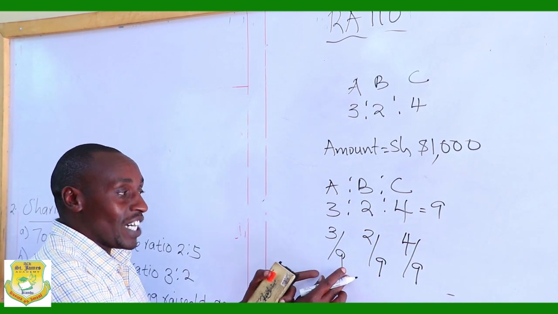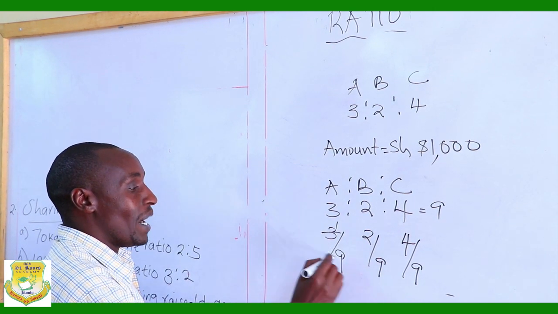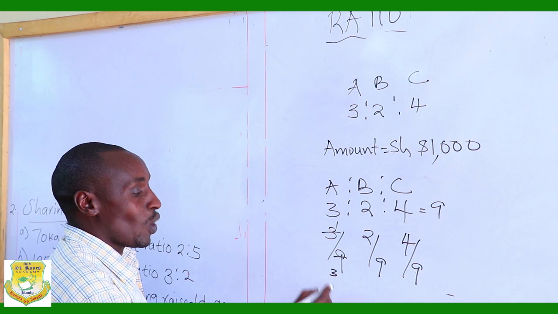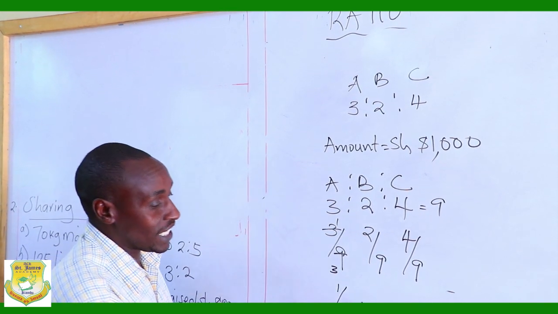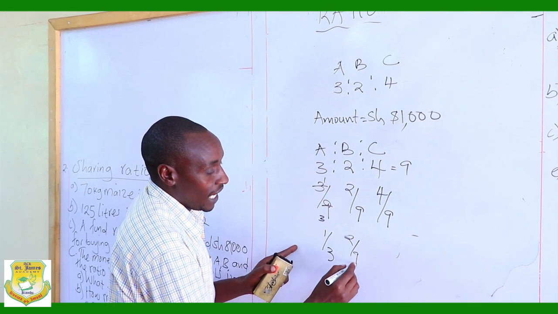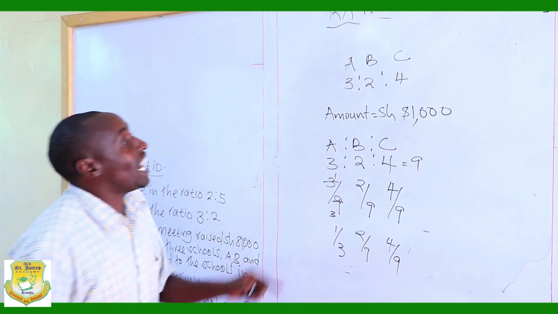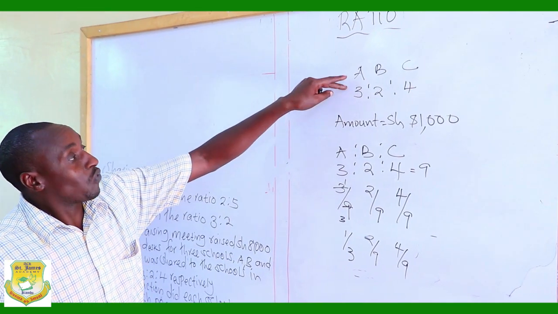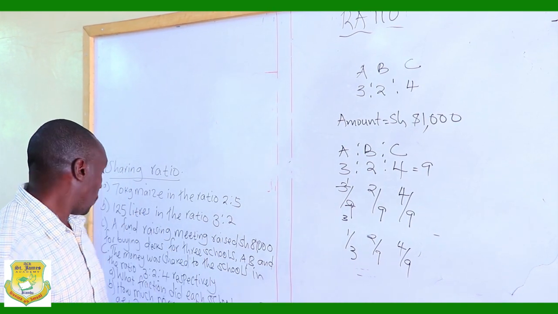I simplify the first one because there is a common divisor by 3, 1, by 3, 3. So I get the first one got a third of the total amount. The second one, 2/9. And the third one, 4/9. So I have changed this one from ratio form into fraction. We go to B.